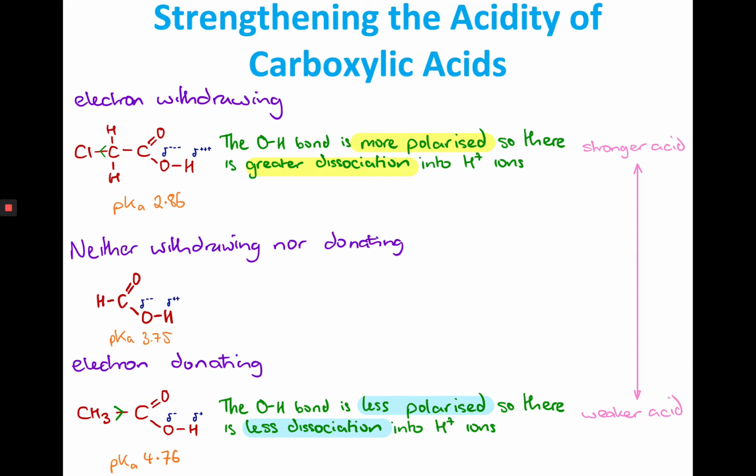So having an electron withdrawing group is going to make a carboxylic acid stronger. Having an electron donating group is going to make it weaker. So that's about the strength of the OH bond, but what about the stability of the carboxylate ion?